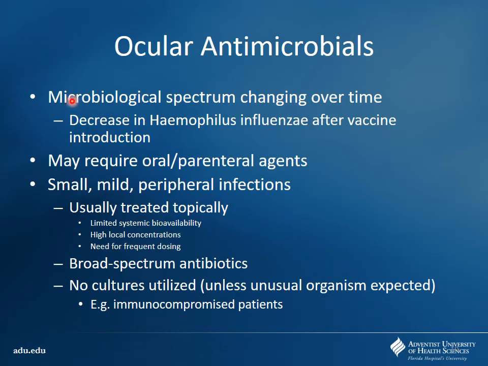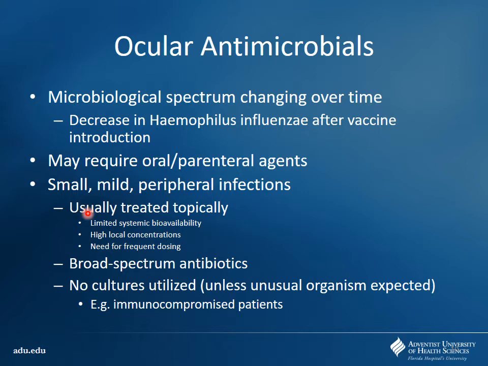So again, we'll find that the spectrum of disease changes over time, especially with things like H-flu, which after the introduction of the vaccines has been going down pretty significantly. And again, typically when you're dealing with small, mild, peripheral infections, you can usually get away with topical antibiotics. The nice thing about giving topical antibiotics is you get very high concentrations such that you really don't have a lot of resistance developed to that.